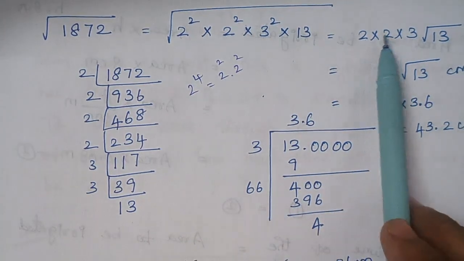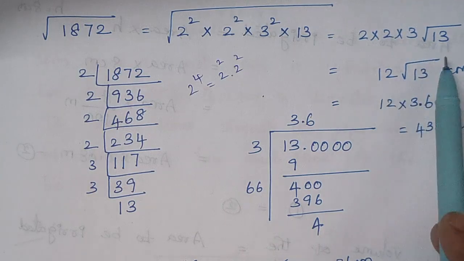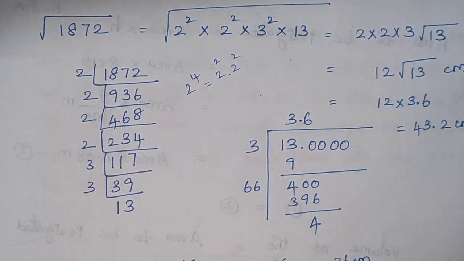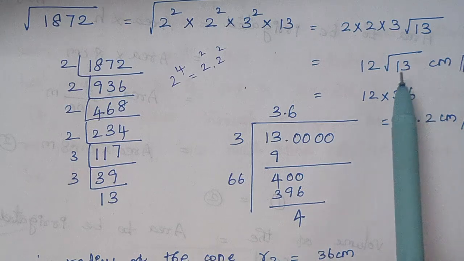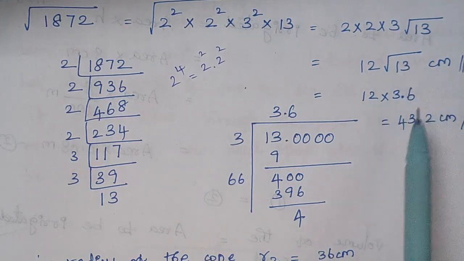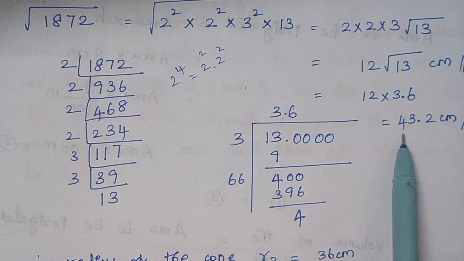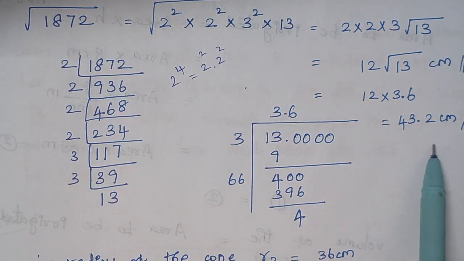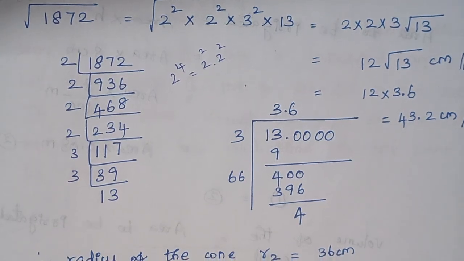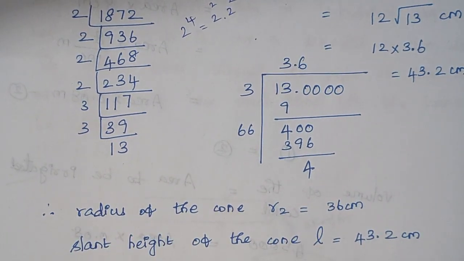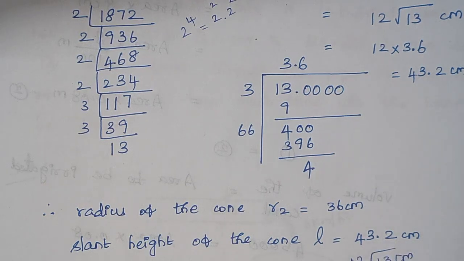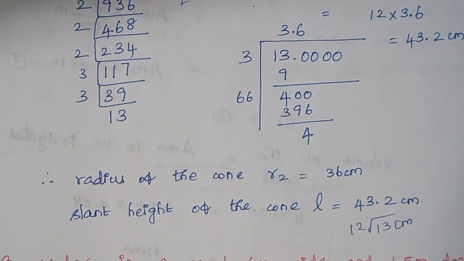So now, 2 2's are 4 and 4 3's are 12. So here the answer is 12 root 13 centimeter. So this is the slant height of the cone which is formed. Now, if you want, you can find the square root of 13, which is 3.6, which gives the answer as 43.2 centimeter. Now, finally, the radius of the cone is 36 centimeter and the slant height is 43.2, or you can write it as 12 root 13 centimeter. Okay, here both are correct.